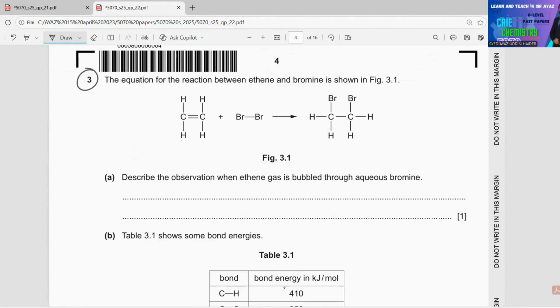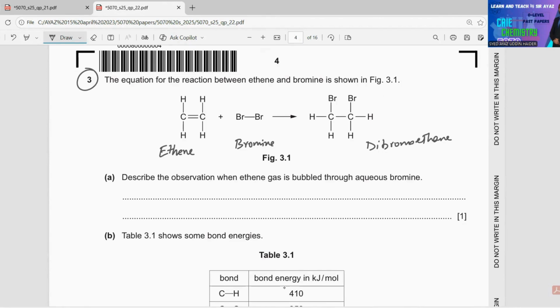Question number 3. The equation for the reaction between ethene and bromine is shown in figure 3.1. So here's the reaction equation for the reaction between ethene and bromine. This is ethene, bromine, and what we are getting is dibromoethane.